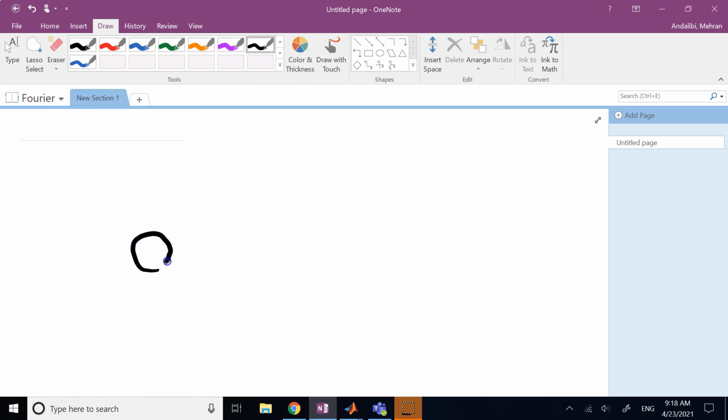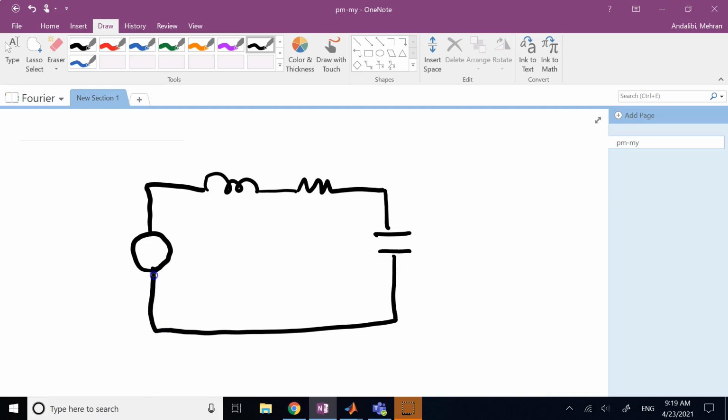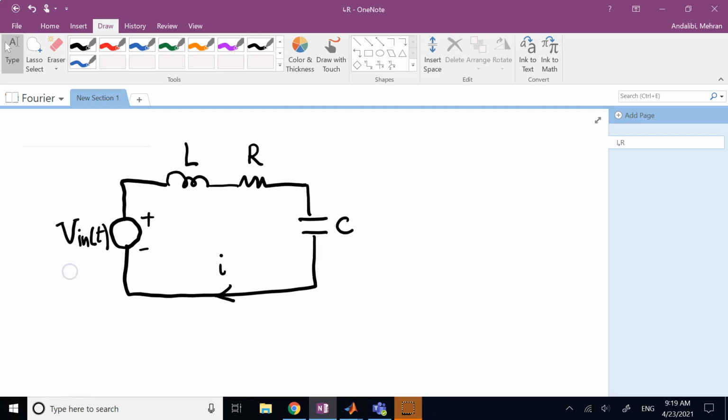So here, this is my voltage source, and then I have a resistor, capacitor, and an inductor all in the circuit in series. So this is my inductor L, this is my resistor R, and this is my capacitor C, and this is my V in versus time. Okay, and this is I, the current in the circuit. And then you want to, let's say, measure I or measure V out, any of them.